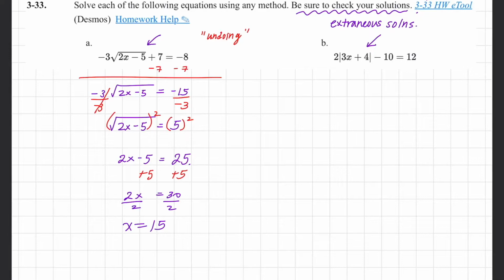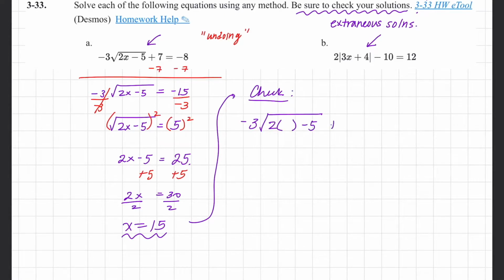And in this case, you only have one solution, but it's very possible that this is extraneous. So I'm going to check. And we check by plugging that x value into the equation. So since my equation, I'm going to copy it down. Okay, but wherever the x was, I'm going to replace that with 15 and check it. So now I've got negative 3 times square root of 2 times 15, which is 30, so 30 minus 5, and then plus 7 equals negative 8.